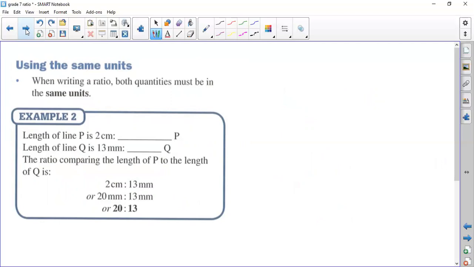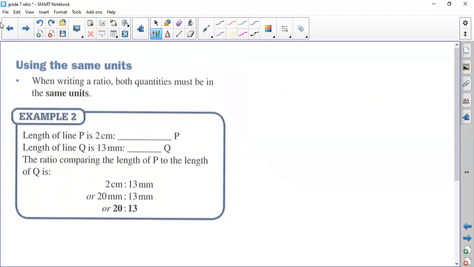It is one of the most important things for ratio. When we write a ratio, the quantities that we compare must be in the same units, because at the end the ratio has no units. It means they get simplified with each other.